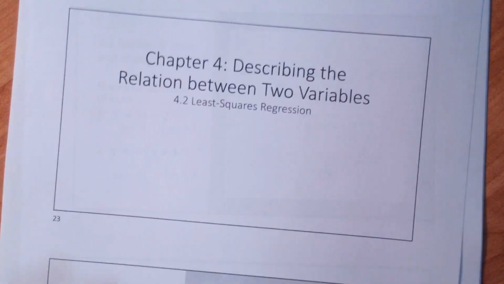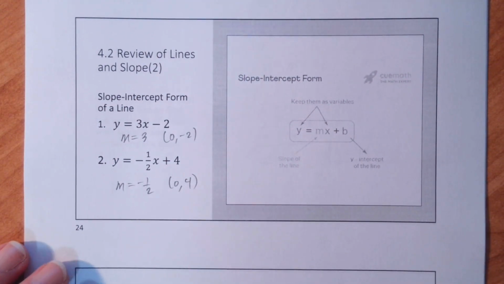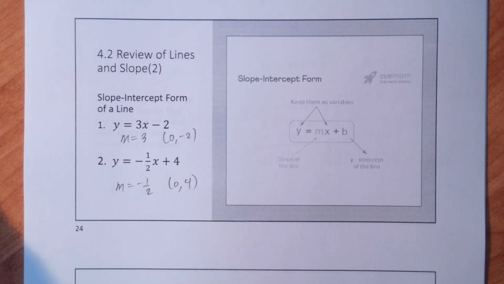So again, this is just a quick review of things we need to know about lines before we jump into our lesson here. Slope-intercept form. So that's y equals mx plus b, where m is the slope of the line and b tells us the y-intercept. It's always the point 0, comma, that number. So here m is 3 and our b is negative 2, so the y-intercept is 0, negative 2. Here you have a slope of negative 1/2 and the y-intercept is 0, 4.